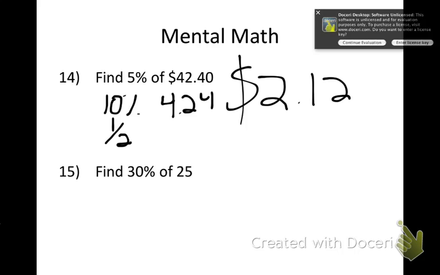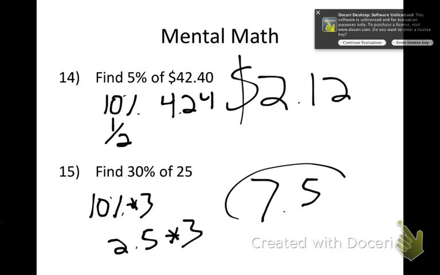15, find 30% of 25. How can you get to 30% using 10%, Sophie? Yeah, 30% is nothing more than 10% times 3. So I take 10%, 2.5, times that by 3, and I get what, Sophie? 7.5. You can get to almost any percent from 10%. Anything that ends in a 0, you can just take 10%, times it by whatever is in the first place there.